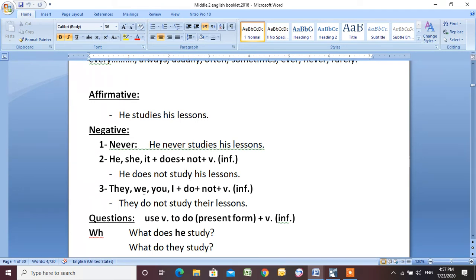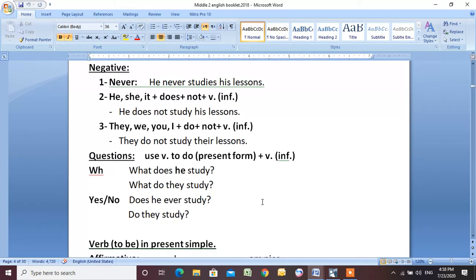With they, we, you, I, do, I put do not plus the verb in the infinitive. So they don't study their lessons. So I put do not, and again I put the verb in the infinitive. So we have two ways to form the negative. You can use never, or with he, she, it, you can put doesn't plus verb in the infinitive. With they, we, you, I, you can put don't plus verb in the infinitive.